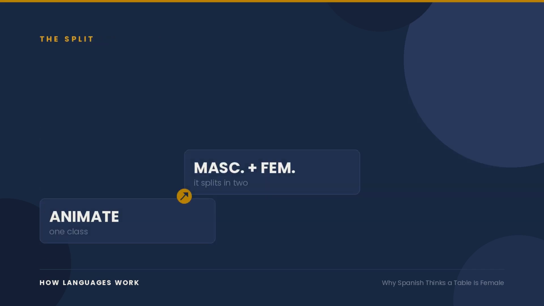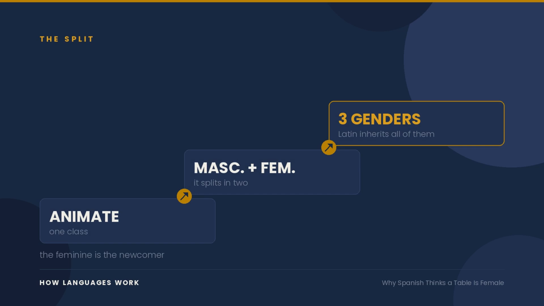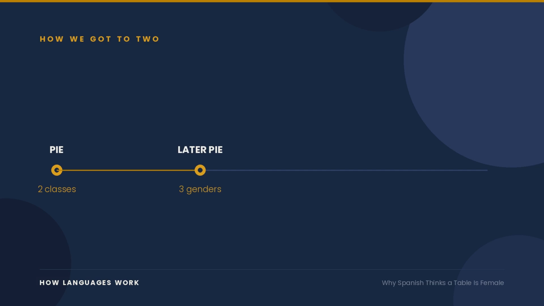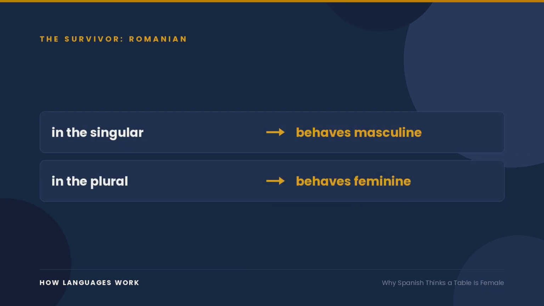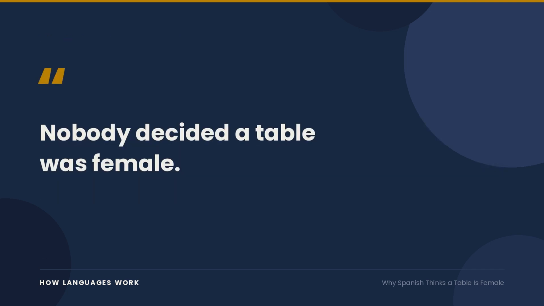In the branch that stayed behind, the animate class split in two, and the feminine was born. That gave the familiar trio: masculine, feminine, neuter. Latin inherited all three. Then Latin's children started losing one. The neuter mostly dissolved into the masculine. Templum became el templo and le temple. Spanish and French were left holding two. Romanian still keeps a ghost of the third: nouns that behave masculine in the singular and feminine in the plural. A gender that cannot make up its mind, which means nobody ever sat down and decided that a table was female. Grammatical gender is inherited furniture, 6,000 years old, and nobody kept the receipt.